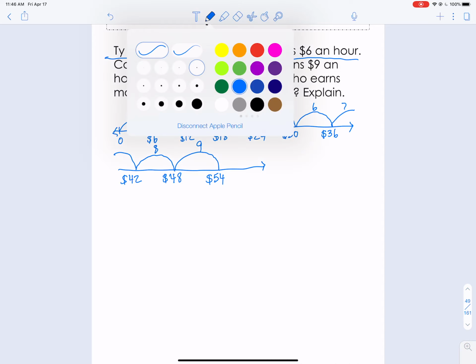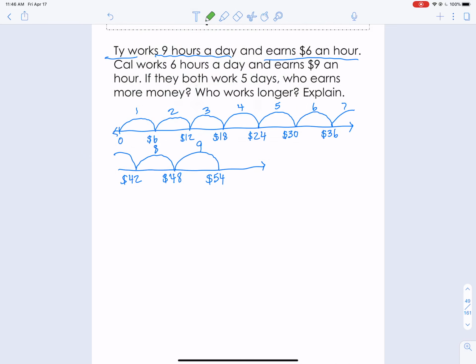I'm going to use another color, let's use green, for Cal. Cal works 6 hours a day and earns $9 an hour. So it's the same numbers, just flip-flopped. Cal is earning more money per hour, but he's only working 6 hours a day. So I'm going to do the same strategy, but this time I'm going to be jumping by 9s because he has $9 an hour. First jump, for the first hour of work, I land at $9.